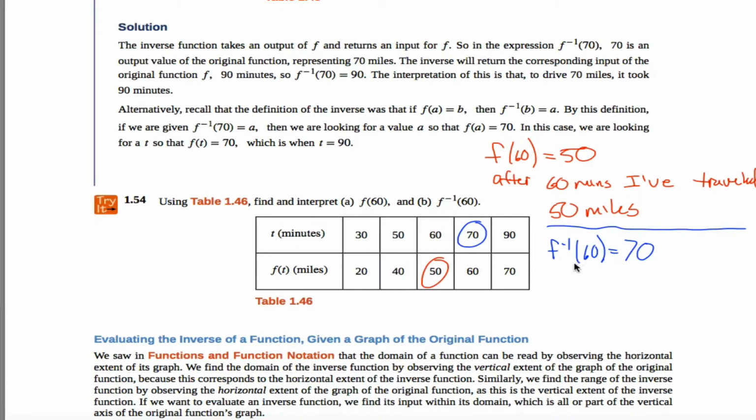Okay, and the interpretation for this one, well, now the input is the 60, and remember this 60 here represents miles. So the input is 60 miles and the output is 70 minutes. So maybe to travel 60 miles, it will take 70 minutes. Something like that.